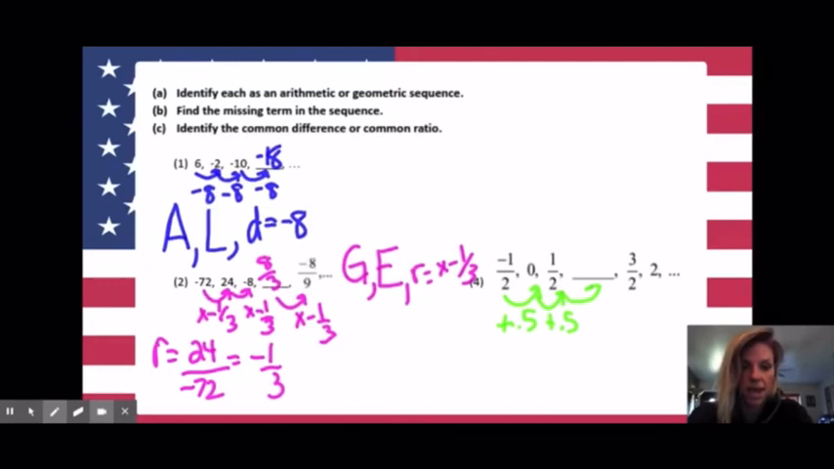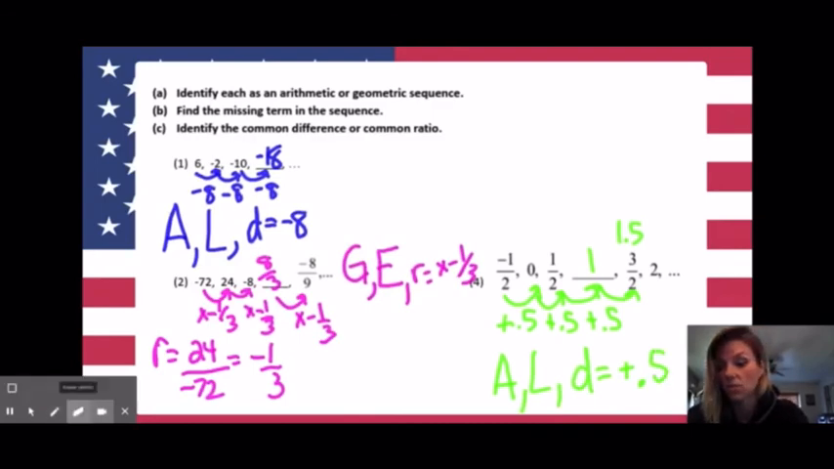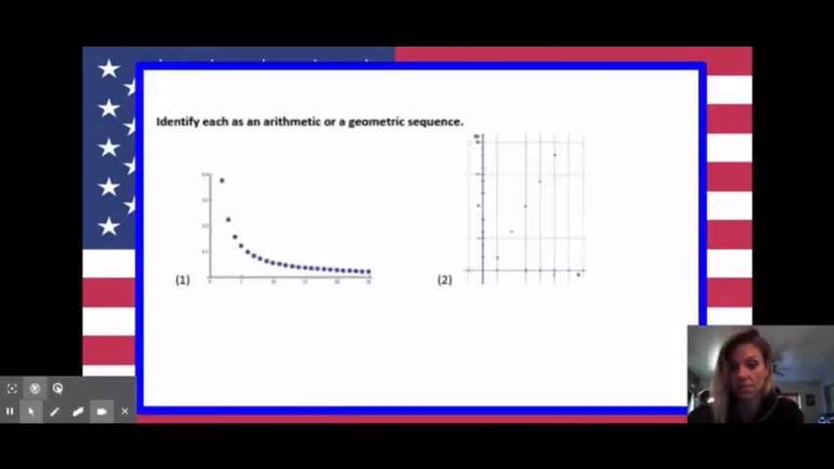Well, if that's the pattern, 1/2 plus a half is 1. And 1 plus 0.5 is 3/2. 3/2 is 1.5 if you like decimals better. And 1.5 plus 0.5 is 2. So that works. So since our pattern is addition, this is arithmetic, which means it's a linear function. And D, our pattern, is plus a half or 0.5. So this is everything you should be able to do for each one.